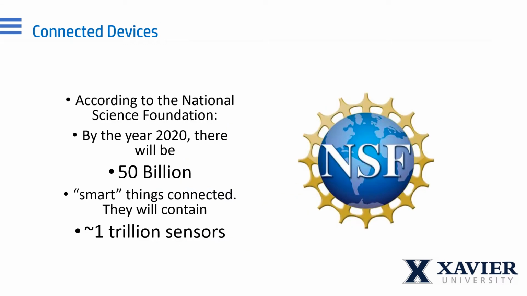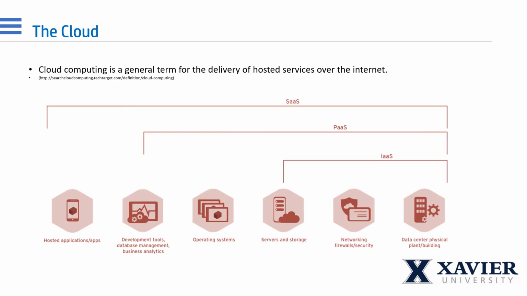According to the National Science Foundation, there will be about 50 billion devices and nearly 1 trillion sensors as part of the Internet of Things by the year 2020. There are many advantages to the Internet. When you hear the term the cloud, we're talking about the Internet. All the devices from all over the world connected to the Internet form a cloud of data. This is where the term cloud computing gets introduced. Cloud computing is a general term for the delivery of hosted services over the Internet.